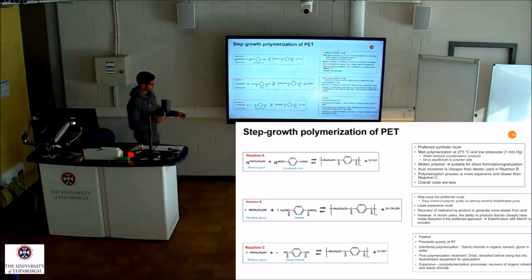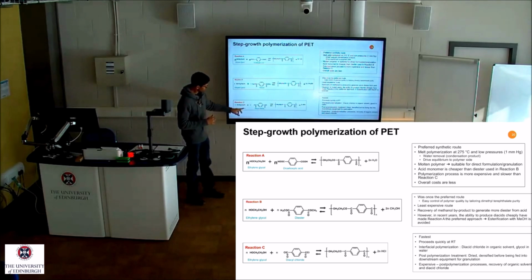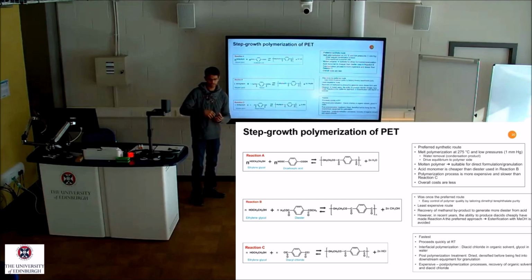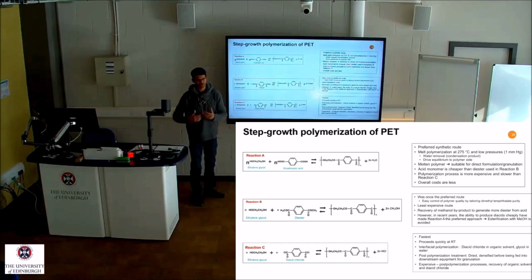And of course, in reaction C, they have to go for interfacial polymerization because these two have different solubility. What happens in interfacial polymerization is that you are usually making a polymer which is fluffier. Then you have to go for more post-processing, which also increases the cost, because the more steps you include, the more it increases the cost of the overall process, right? So that is also one of the reasons they don't really follow it.